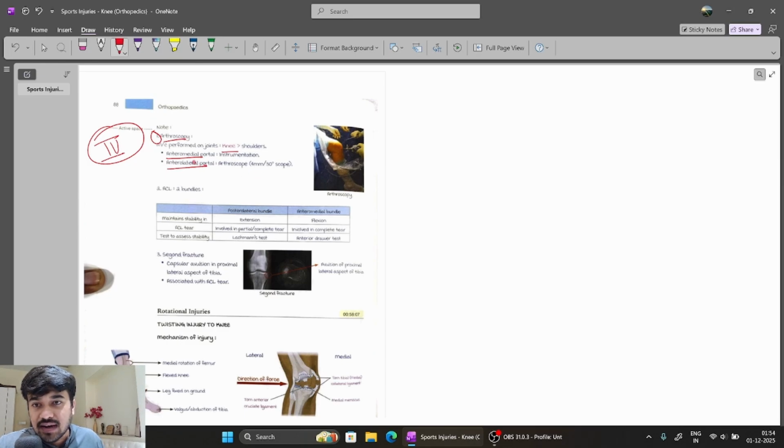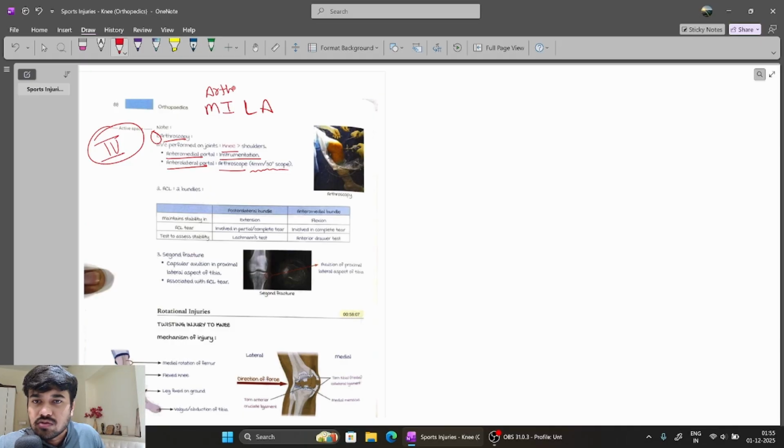So from the anteromedial portal we insert the instruments. The anteromedial portal is used for instrumentation, while the anterolateral portal is used for the arthroscope itself. And what type of scope is used? A 4 mm 30-degree scope is used, right? So here is a mnemonic for that, that is MILA.